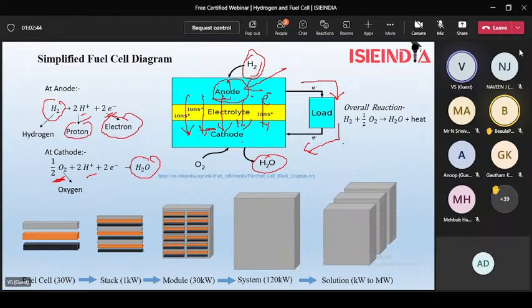And we know from the basic principle of electrochemistry that whenever there is electron flow in one direction, the current flow will be in the opposite direction. So the current will be flowing here from cathode to anode. So this is mainly the basic working of the fuel cell.